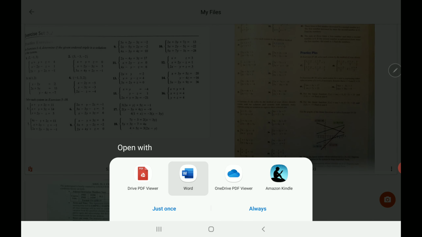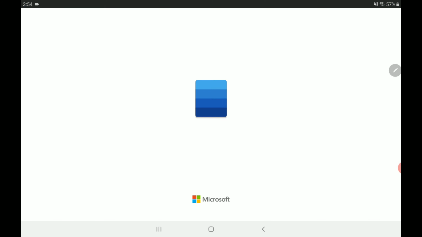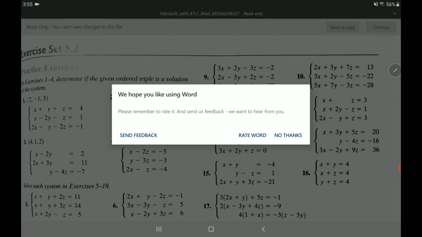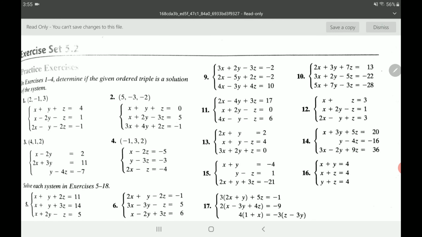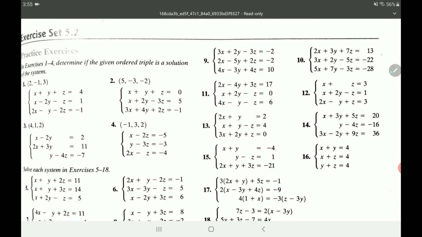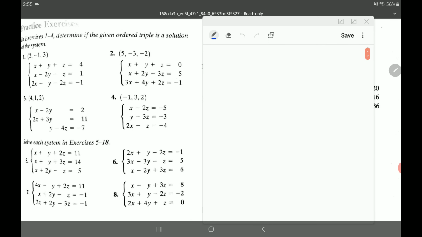Let's see if we can do it on Word. Maybe that'll help. Okay. Oh, thanks. Dismiss. There we go. Finally it popped up. Okay. I just need this little thing so I can write. There we go. Alright, so here, we'll just start with number 7.